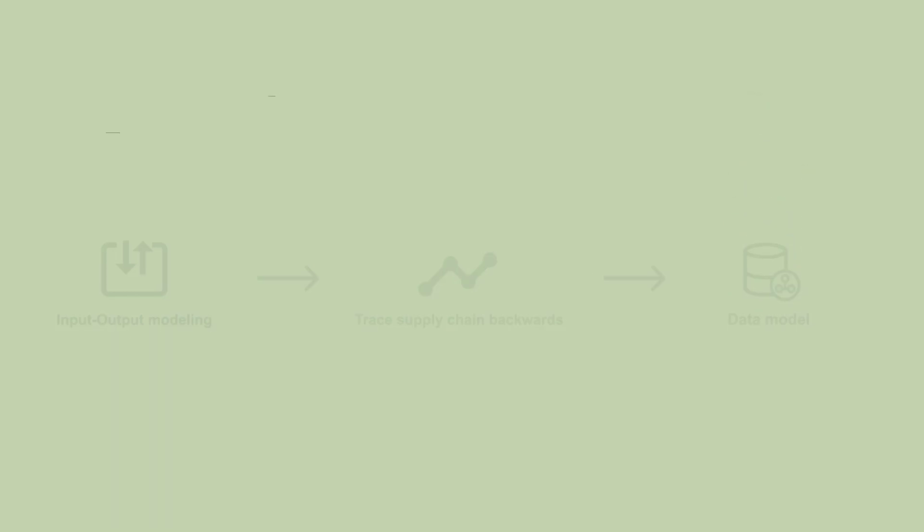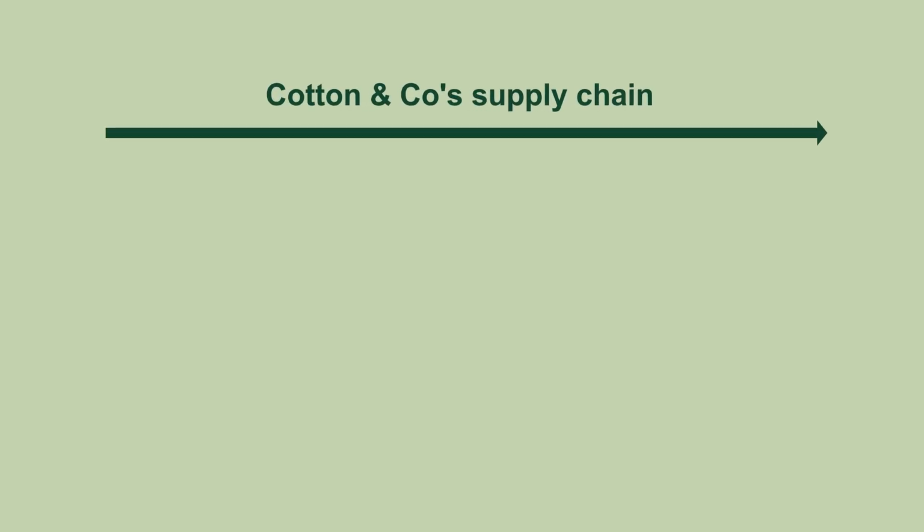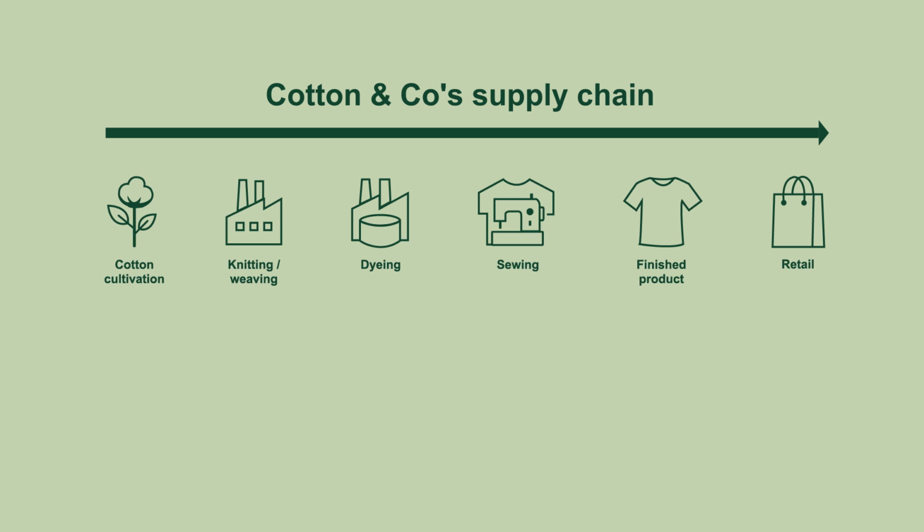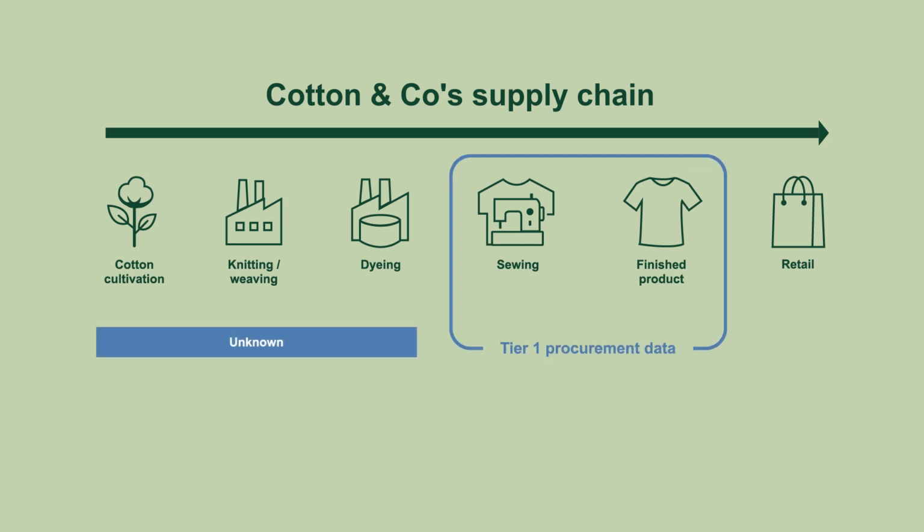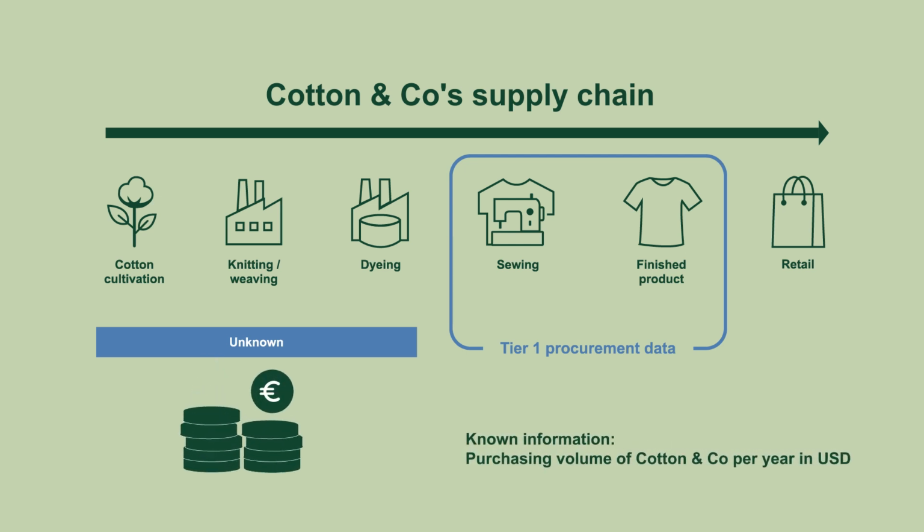Let's look at the example of Cotton & Co. Input-output modeling starts with the information the company already has. Cotton & Co.'s financial procurement data of its direct suppliers. How much money has Cotton & Co. paid to the suppliers who produce the t-shirts in different countries?